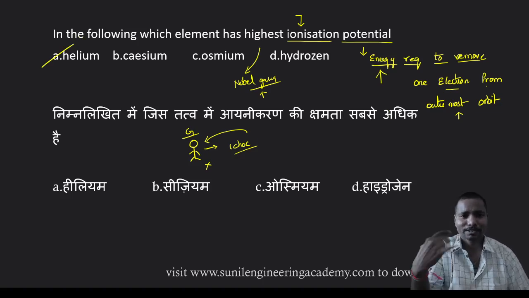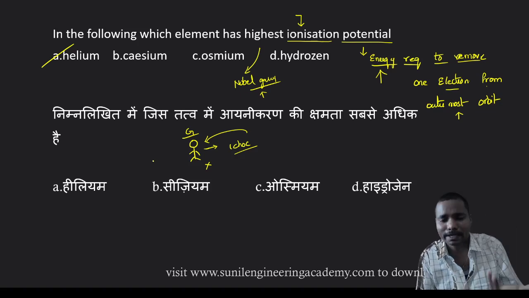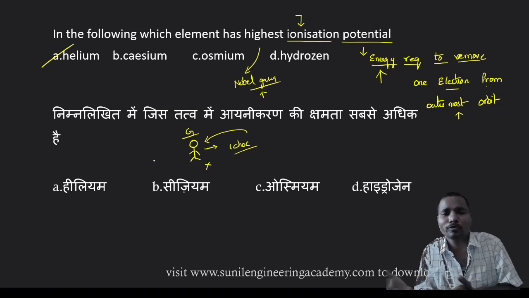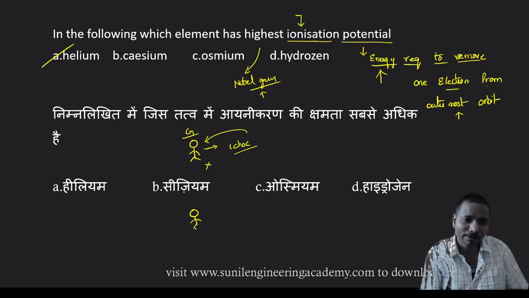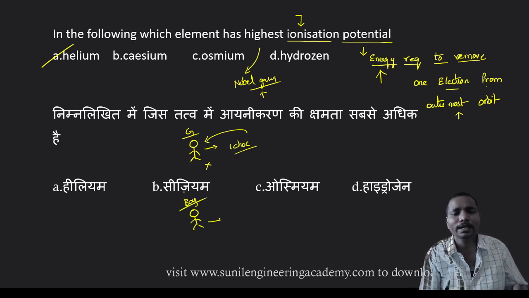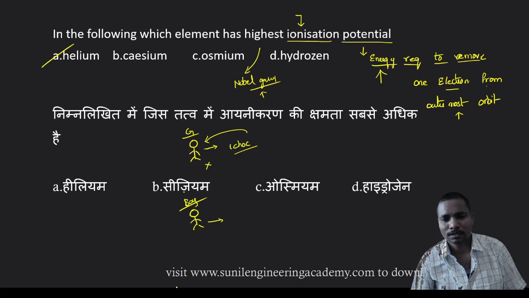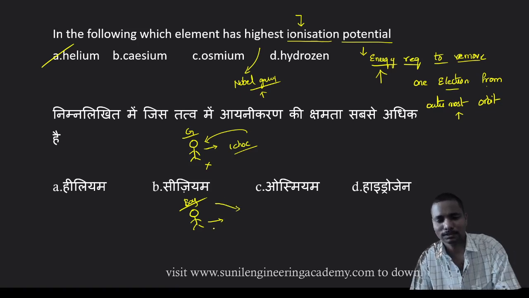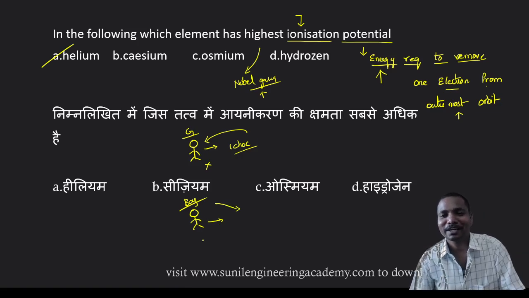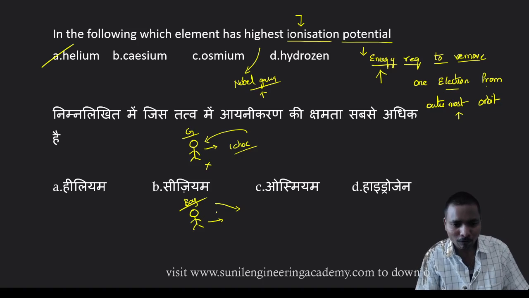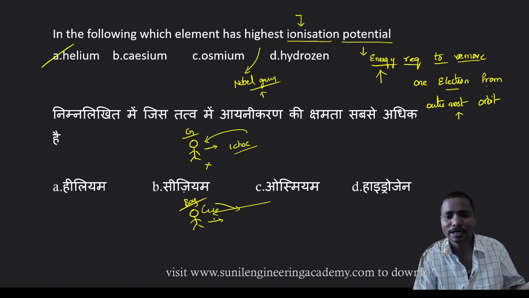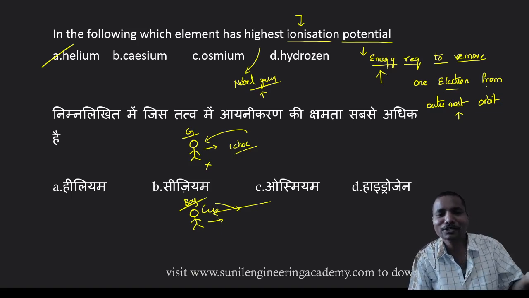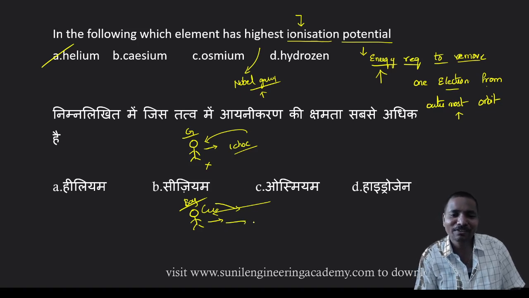Getting my point? For example, consider cesium, which is highly reactive, so we can easily remove an electron. Consider a boy who is a highly reactive person with a highly friendly nature. He is ready to talk with any person, whether he knows them or not. Very talkative, very friendly, very reactive. If you want one chocolate from him, and he has so many chocolates, it is very easy. If we ask, he will give. So this person has the least ionization potential.